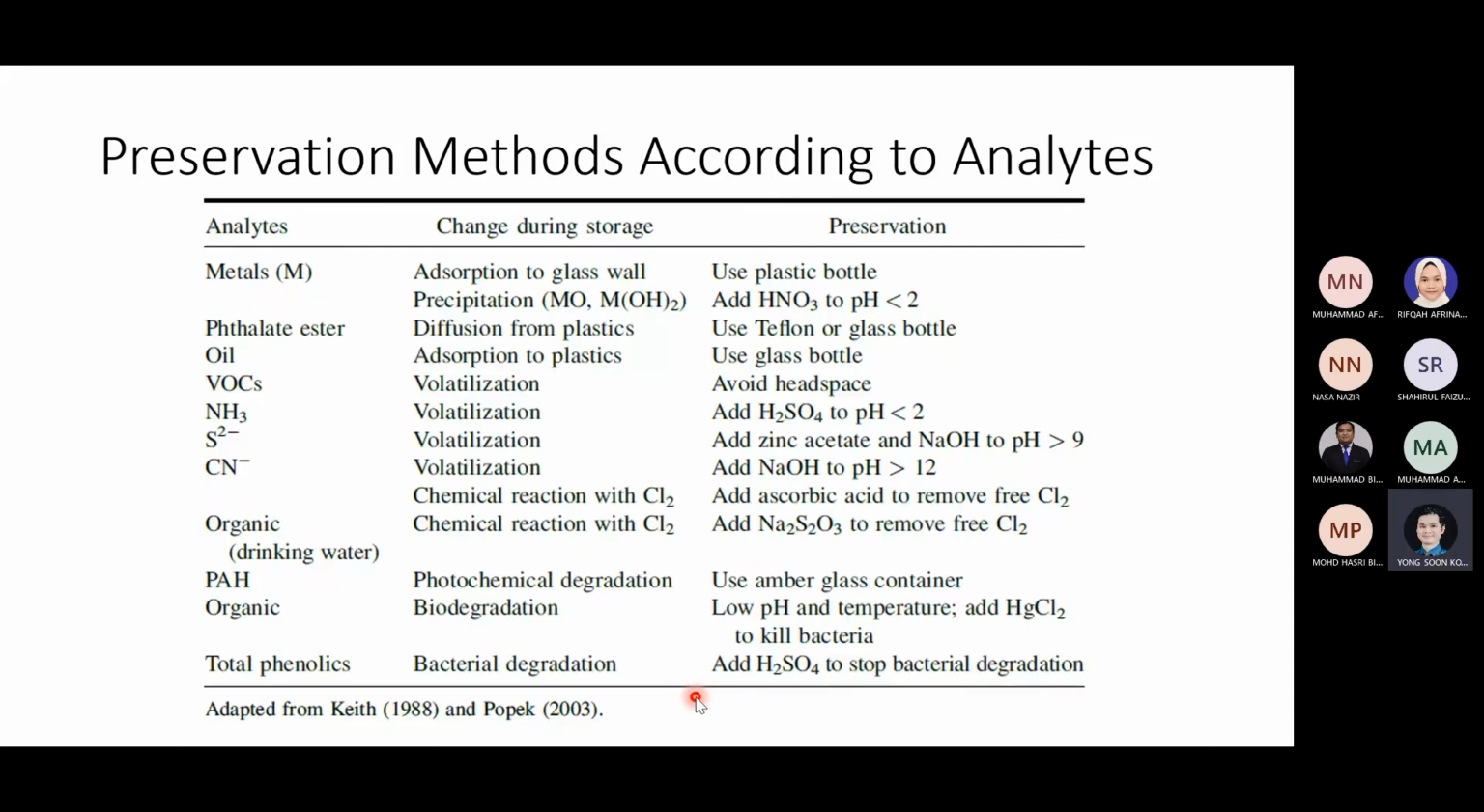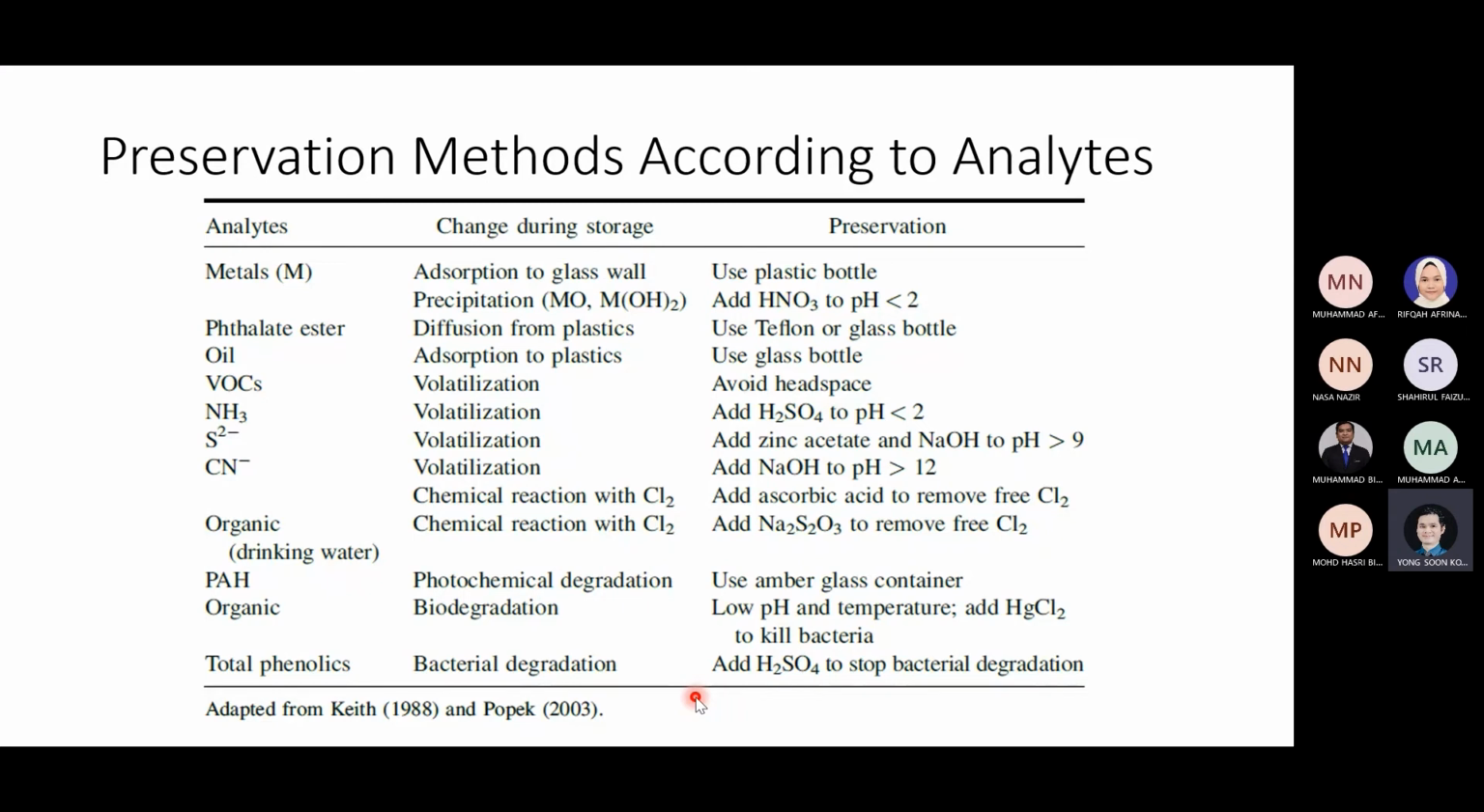Okay, so this is the beginning of a lot of things that you thought you want to memorize, but I think you just focus on the general part. And this table summarizes the general things that you need to know. How do you preserve your sample based on different analytes, and also the changes that might happen based on these different analytes as well.